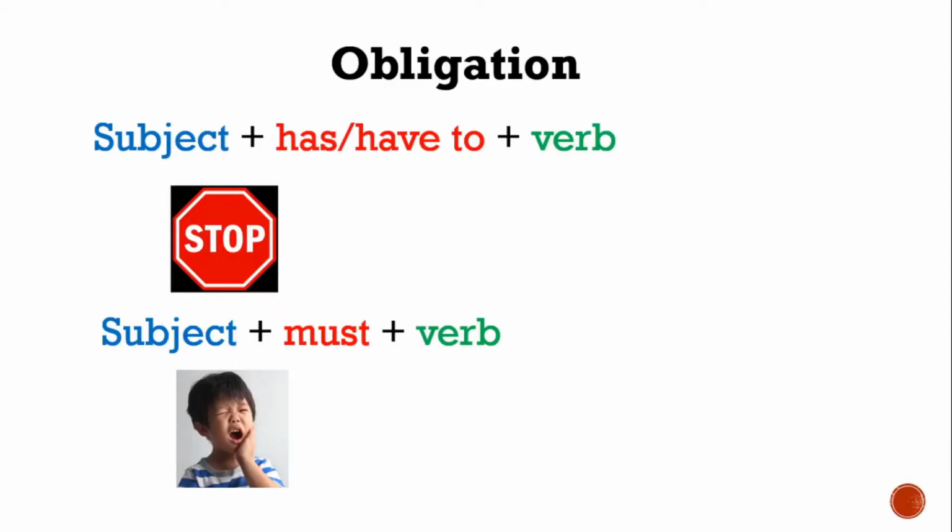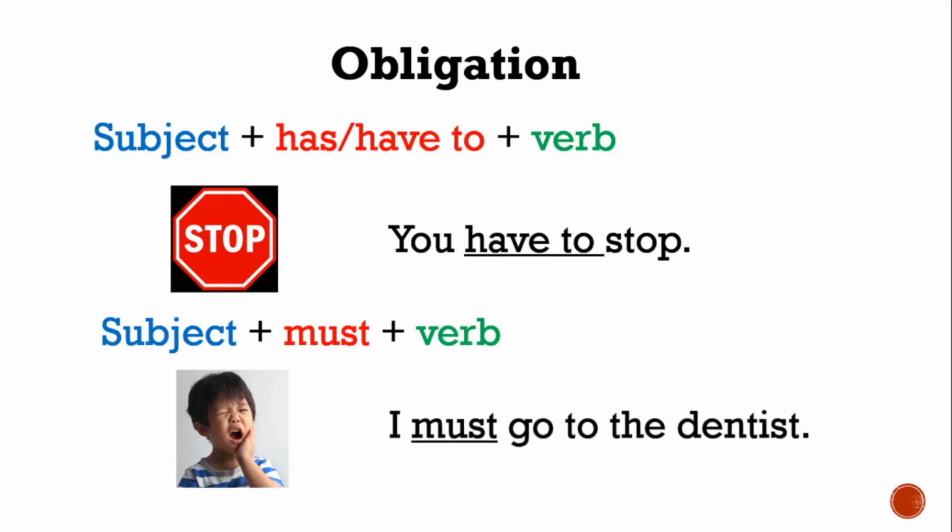In writing a sentence expressing obligation, we follow subject plus has, have to, plus verb. Example: you have to stop. Another, subject plus must plus verb. Example: I must go to the dentist.